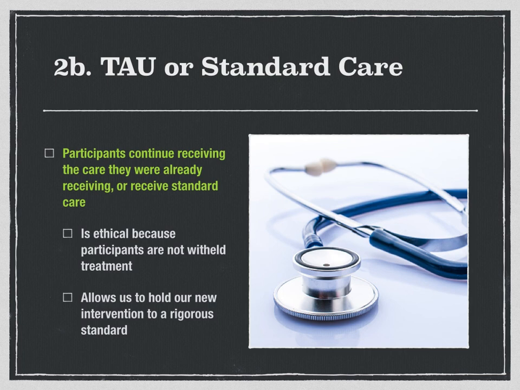Lastly, we'll look at the treatment as usual or standard of care control condition. Sometimes it's unethical to use a placebo. For example, when an effective therapy is already available and the current study is testing a new therapy to see if it's at least as good or even better, then it is appropriate to compare the new therapy to the best existing therapy, called standard care, or the therapy that the patient is already receiving, called treatment as usual. This allows us to hold our new therapy up to a very rigorous standard.